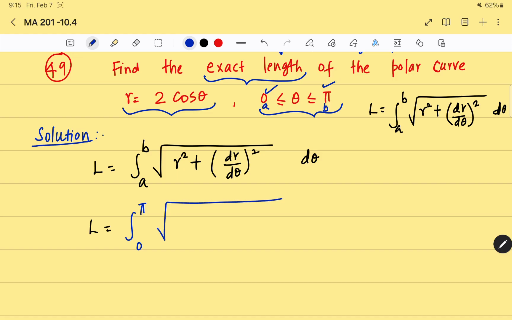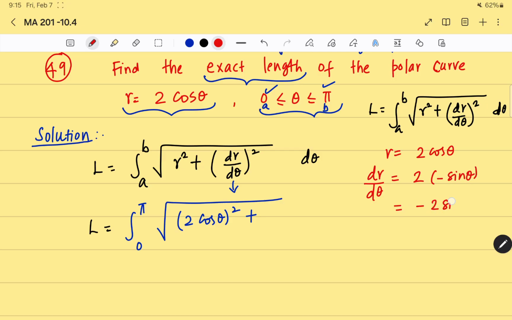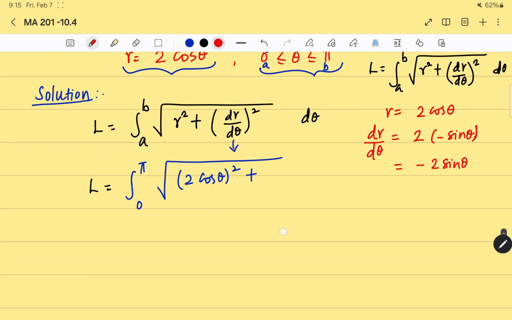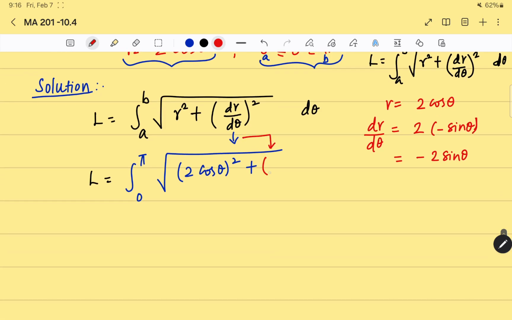Now square root of r square, this is your r. So when I square, I'll get 2 cosine theta the whole square plus I need dr by d theta. So we have to find dr by d theta. So let's find dr by d theta on the side. What is your r? 2 cosine theta. Derivative, now we are going to take it. So cos theta derivative is what? Minus sine theta. So this equals minus 2 sine theta. So what happens to this place? dr by d theta, which is minus 2 sine theta the whole square. Which square? This one, into d theta.